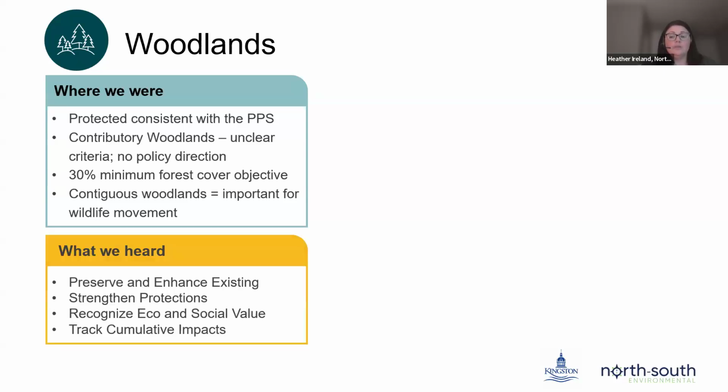So through community engagement, we heard that all trees and woodlands should be prioritized for preservation, including small green spaces, hedgerows, or shrubs. Respondents also emphasized that the ecology and social benefits of woodlands, from biodiversity to carbon storage to pollinator support, were very important, and also highlighted the need to track both negative and cumulative impacts of development.